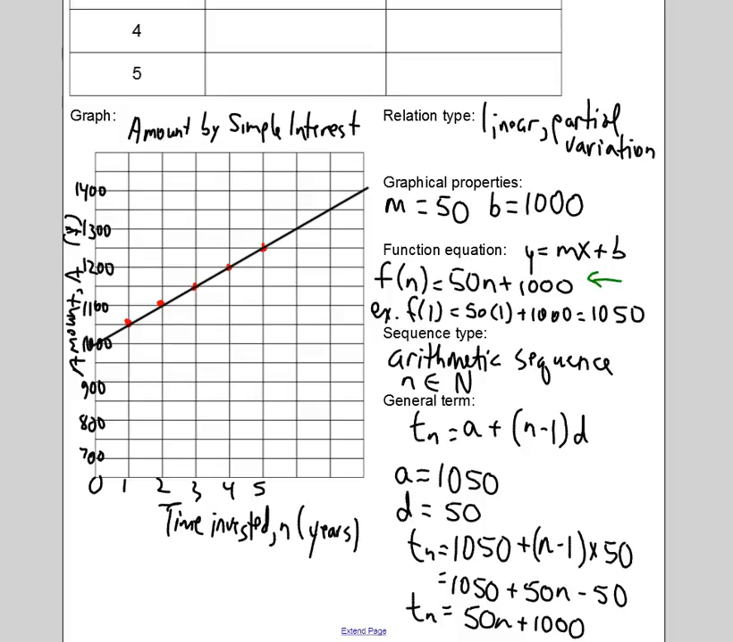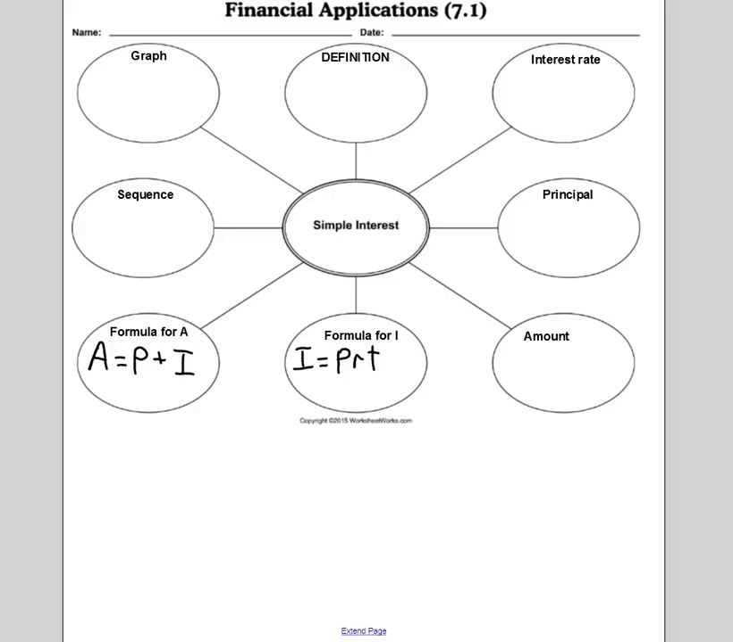Okay, so here, nothing really challenging about going from the numerical to the graphical to the algebraic. It all corresponds to linear relations in their function form, in their graphical form, and in their tabulated form. So you should be able to construct a fairly detailed summary of what simple interest is all about, having done some calculations, having used the two key formulas for simple interest.